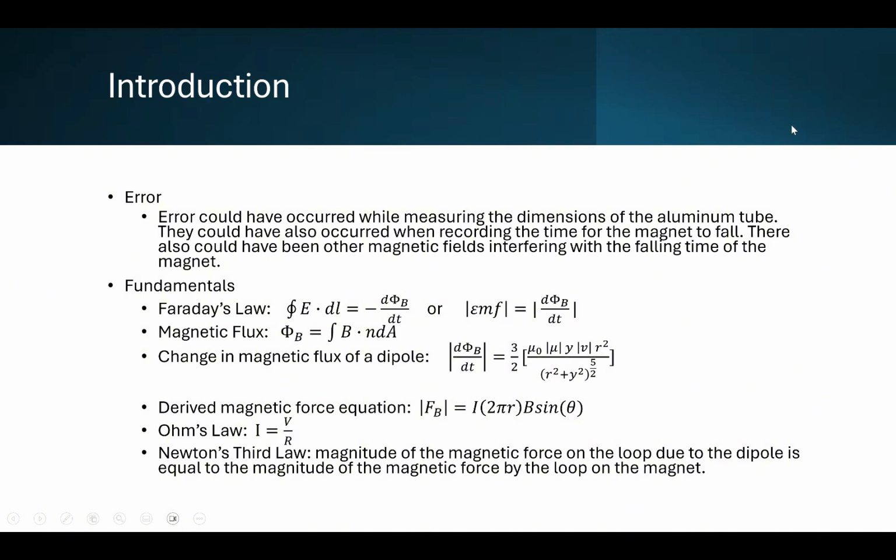The error could have occurred while measuring the dimensions of the aluminum tube. They could have also occurred when recording the time for the magnet to fall. There could have also been other magnetic fields interfering with the falling time of the magnet.